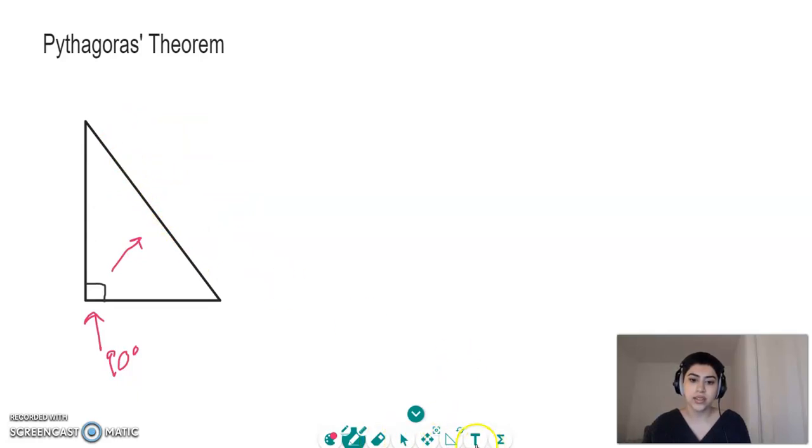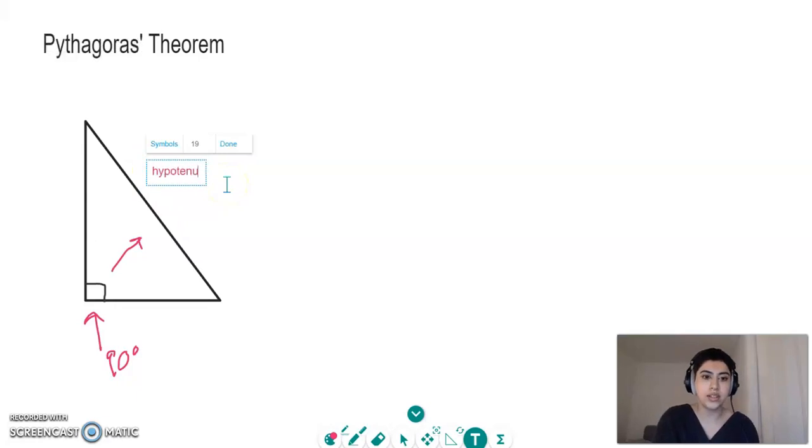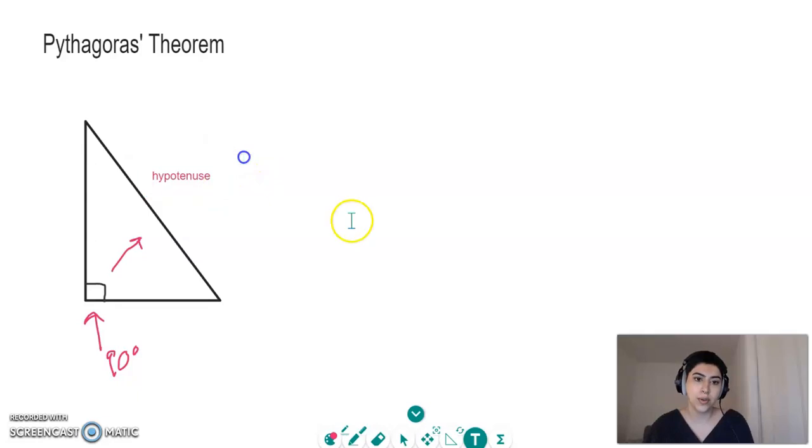We call this the hypotenuse. And it's important to note this because it will come up a lot. People will refer to the longest length as the hypotenuse. So it is important to know what we're referring to here. So what Pythagoras' theorem essentially does is help us figure out how to find the hypotenuse.